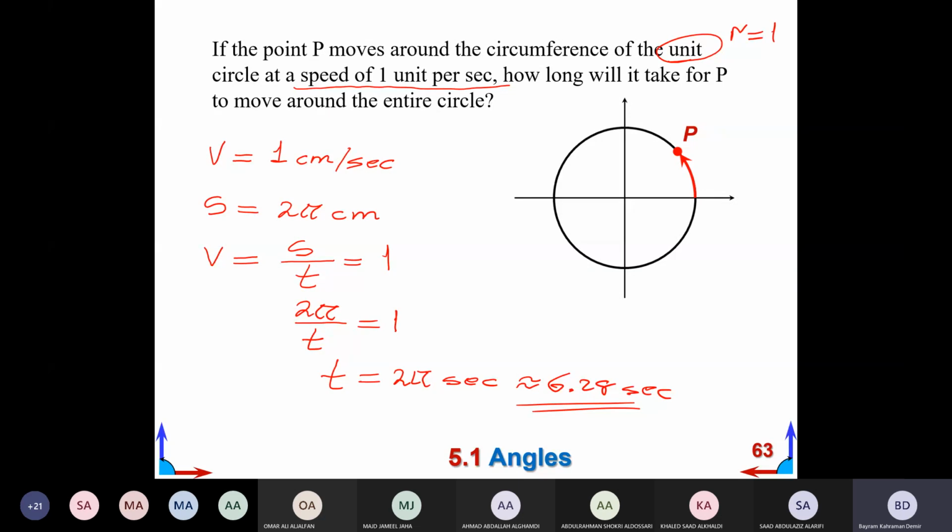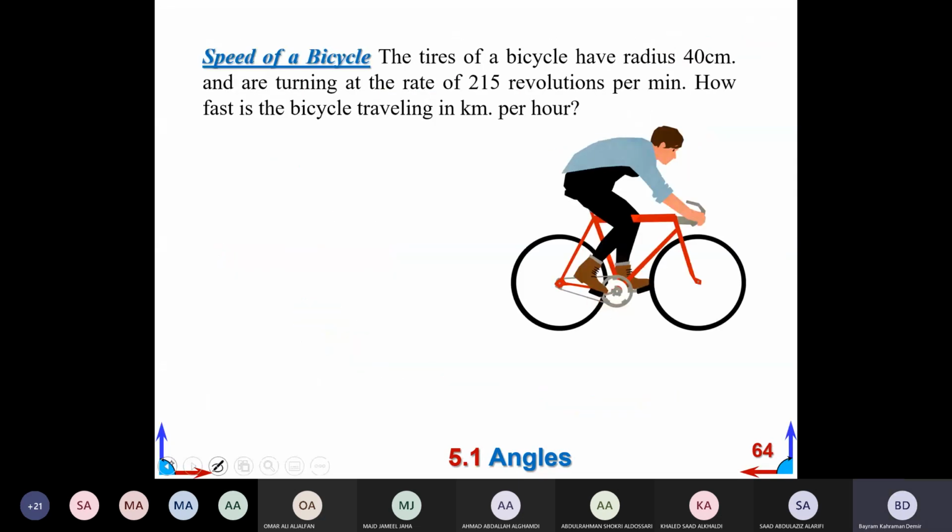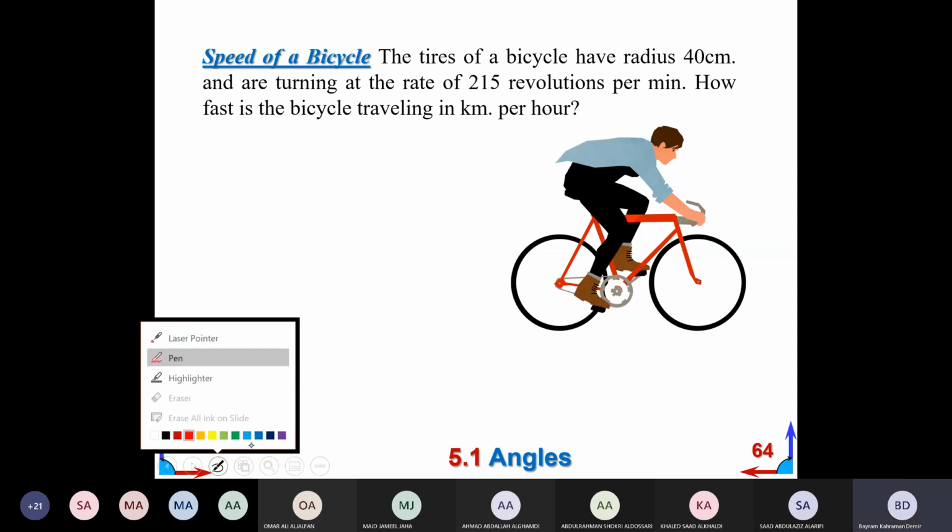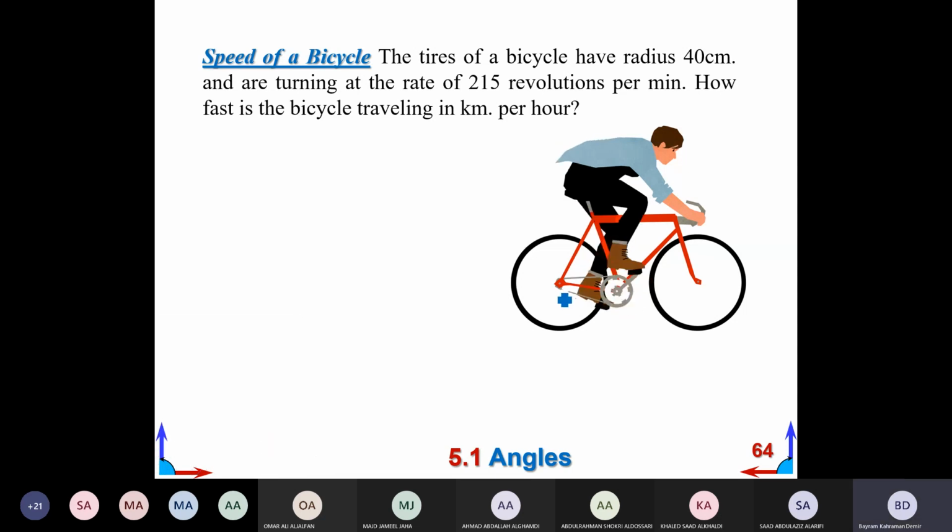Very good, sir. Well, here is a bicycle moving, Shabab. Quite typical questions in our exams. A tire of a bicycle has radius 40 centimeter. Well, let's see, the radius is 40 centimeter. Yani, Shabab, here is the radius, right? The radius of the tire is 40 centimeter.